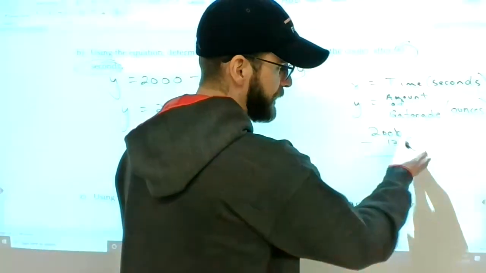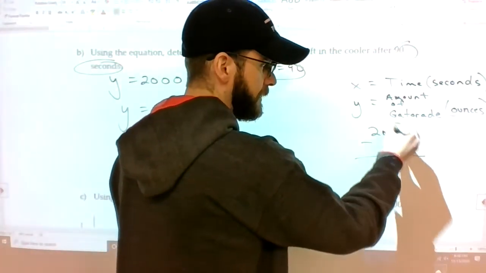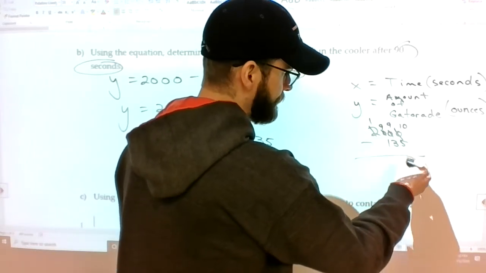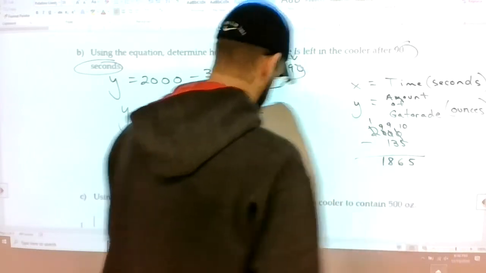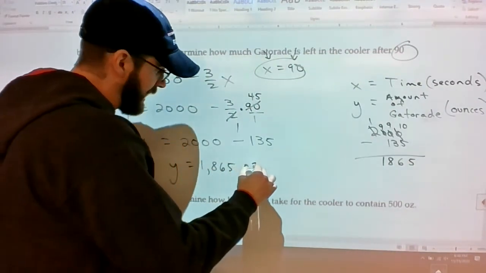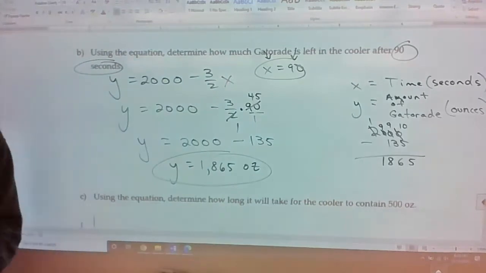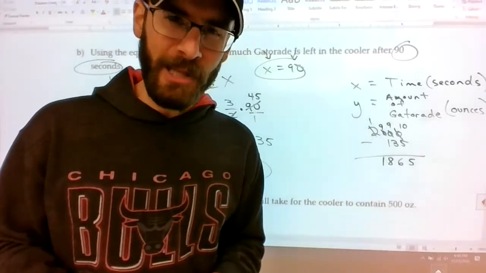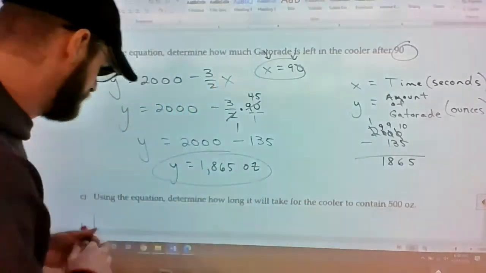But if you want to do it the old-fashioned way, you can do this. No shame in that. y equals 1,865 ounces. A lot of Gatorade still left over there. This is either a really big cooler or a really slow spout, or both.